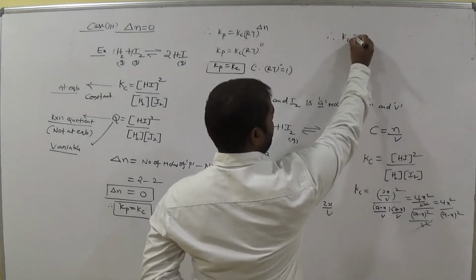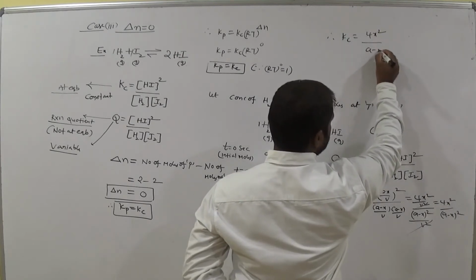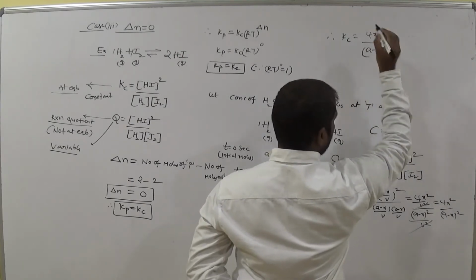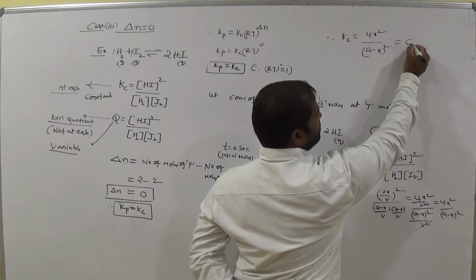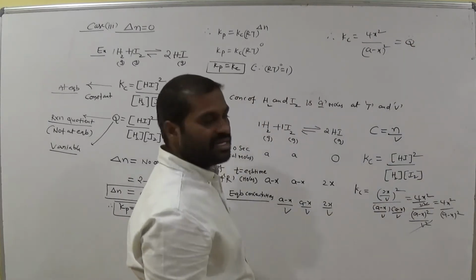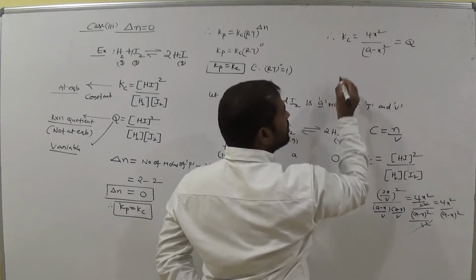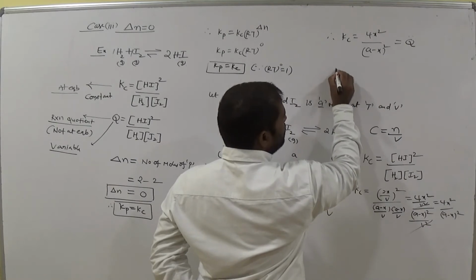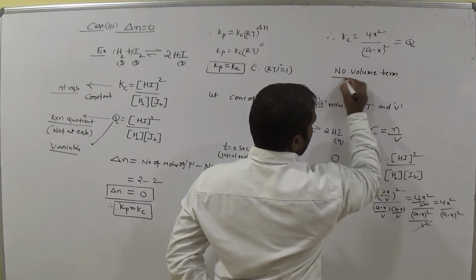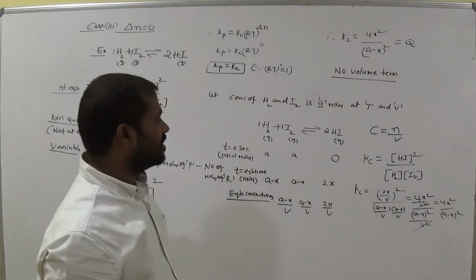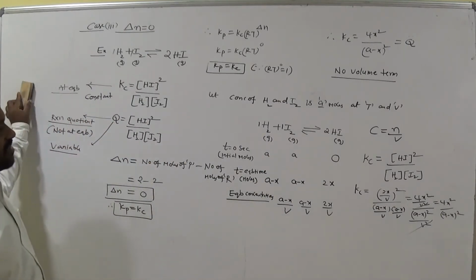Therefore Kc is equal to 4X square by A minus X whole square. Okay, is there any volume term in this expression? And this one is also taken as Q, am I right? There is no volume term in the above expression, there is no V. So in the above expression, there is no volume term. Okay, is it clear?